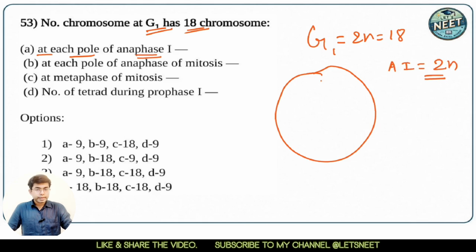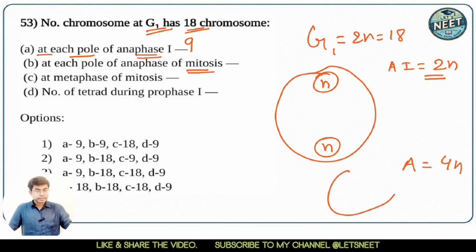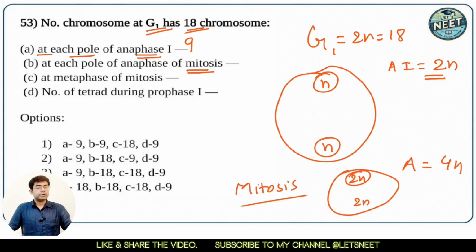But at each pole you will get n and n. That's why the total is 2n, right? So at each pole it is n. 2n is 18, so n is equal to 9. At each pole of anaphase of mitosis: now you see here in mitotic anaphase we have seen that it becomes 4n, so in the case of mitosis, both sides will get 2n, 2n on this side and 2n on this side. So that's why at each pole of anaphase it will be 18. At metaphase of mitosis, right? In metaphase we know that the number of chromosomes is 2n, right?